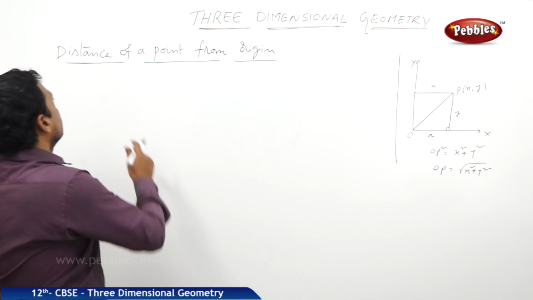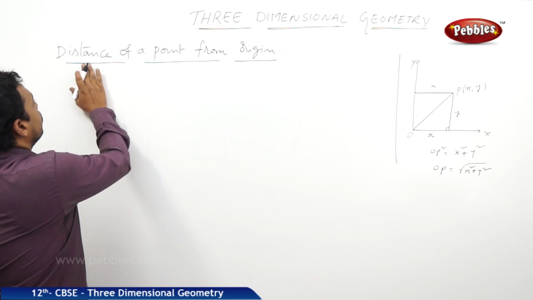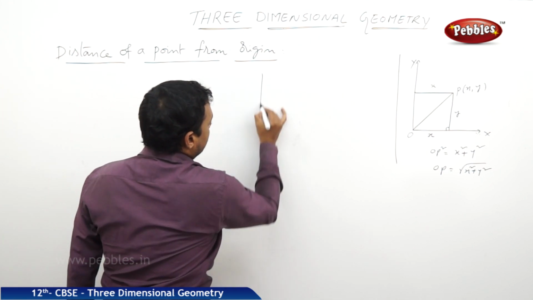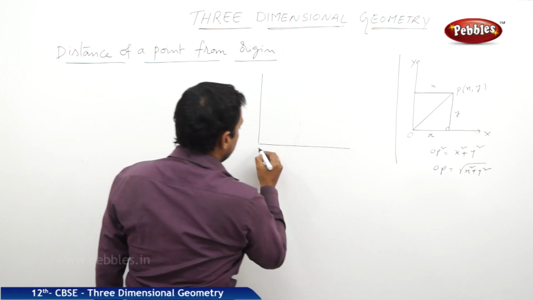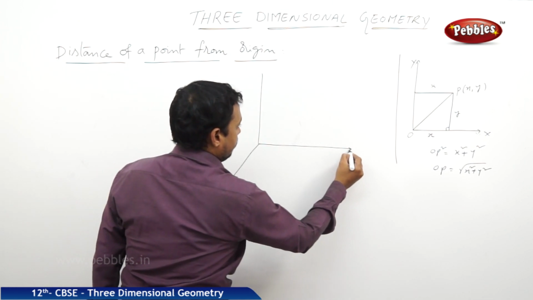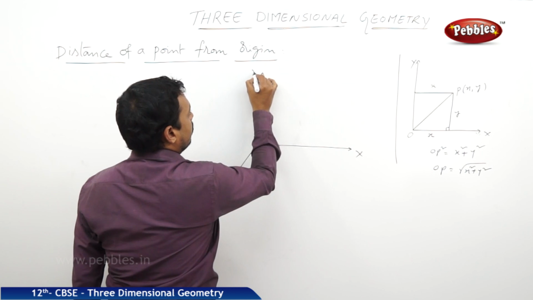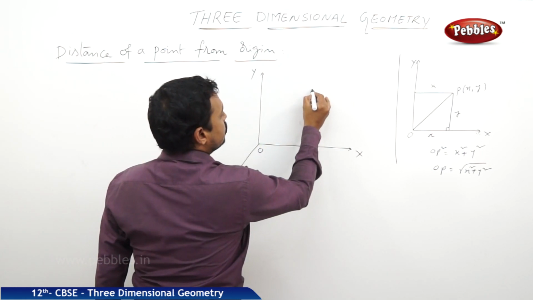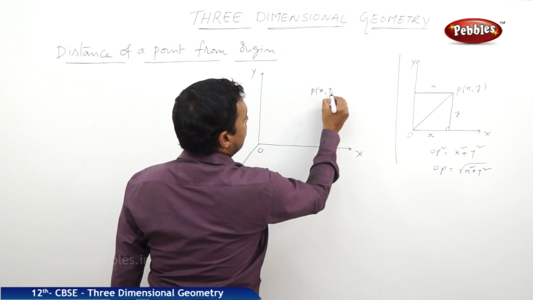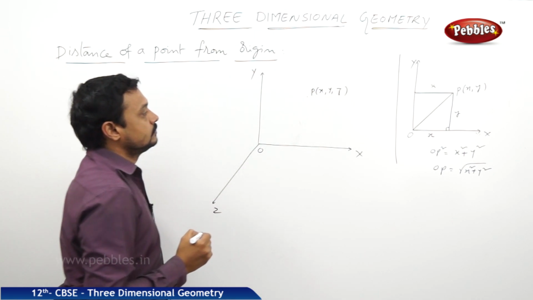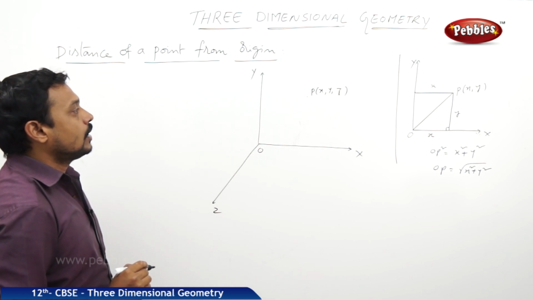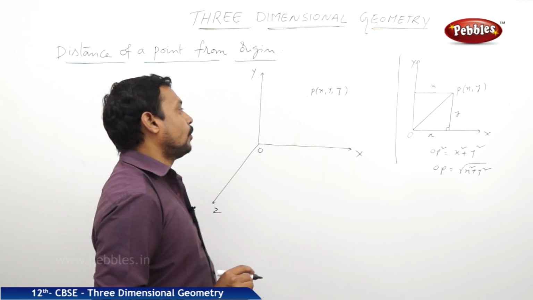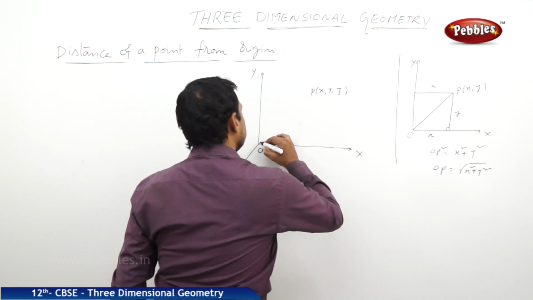Now, we are going to find the distance of a point from origin. Consider a three-dimensional space, x-axis, y-axis, z-axis and origin. Suppose P is a point whose coordinates are x, y, z. Now, how to get the distance from origin to that point? OP.